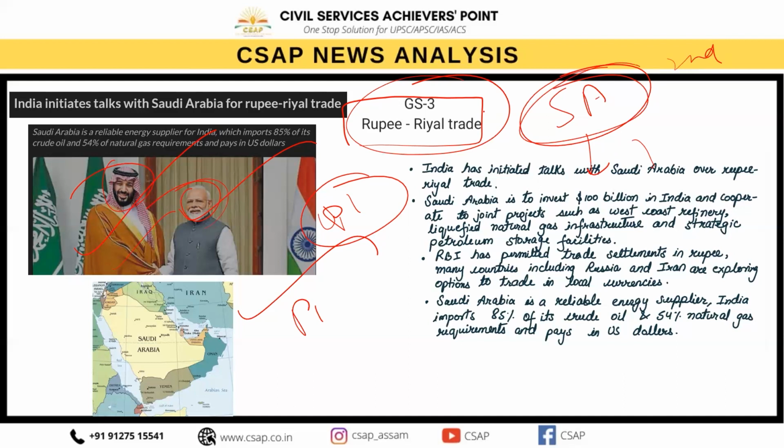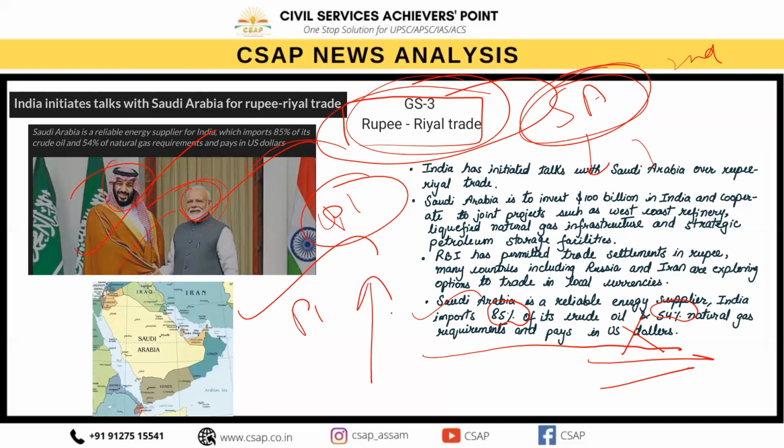ठीक है. सो टुडे इफ यू सी दैट सऊदी अरेबिया इज अ रिलायबल एनर्जी सप्लाई, इंडिया इंपोर्ट्स अराउंड 85% ऑफ इट्स क्रूड ऑयल एंड 54% ऑफ इट्स नेचुरल गैस रिक्वायरमेंट एंड डायरेक्टली पेज इन यूएस डॉलर्स. तो इसी को स्किप करने के लिए हम लोग रूपी रियाल ट्रेड के बारे में हम लोग बातचीत कर रहे हैं. ठीक है. एंड इफ यू गो फॉर रूपी रियाल ट्रेड देन ऑब्वियसली द रूपी वैल्यू विल डायरेक्टली अप्रिशिएट. ओके, जो हम लोग का अभी डेप्रिशिएशन स्टेज में है वो हम लोग अप्रिशिएट करेंगे.